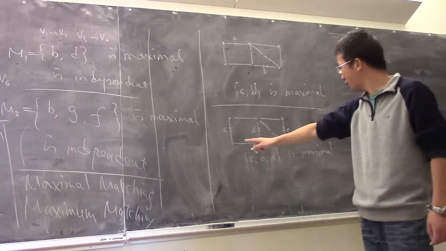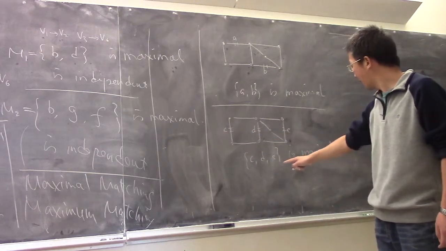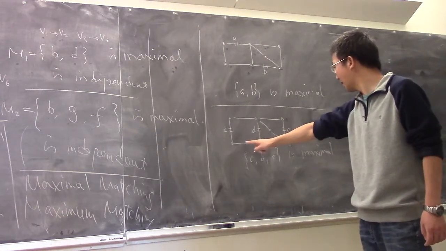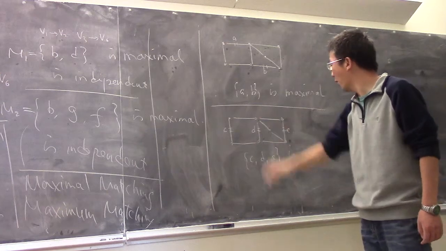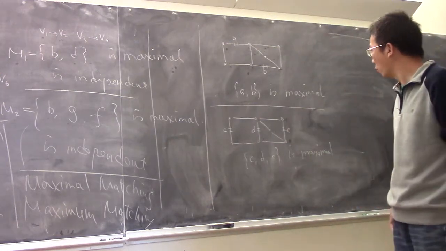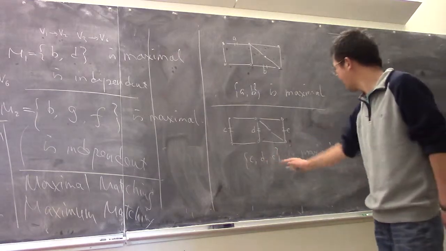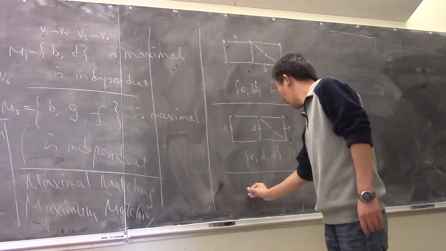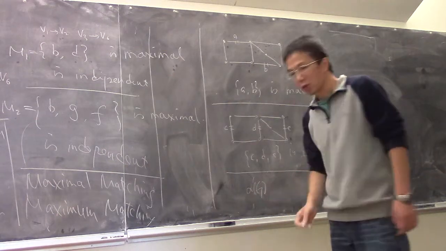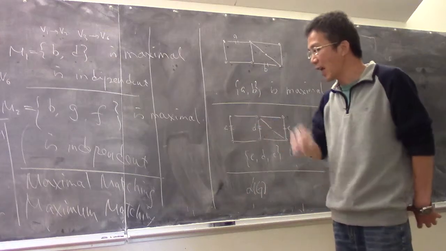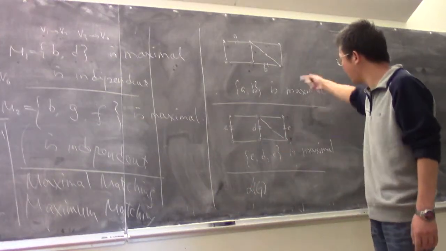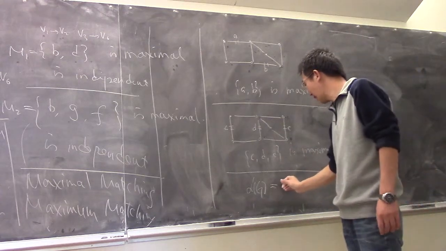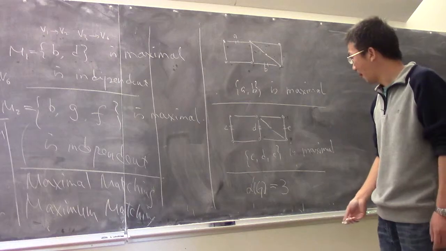And I claim this is going to be my maximal and independent. If you try to add any more edge into this set, it will no longer be an independent set, right? So therefore, this is again a maximal. As you can see, if I compute my alpha prime G, that's a cardinality of, if you look at all of the maximal independent sets, the largest cardinality. In this case, the largest cardinality is equal to 3. Why?